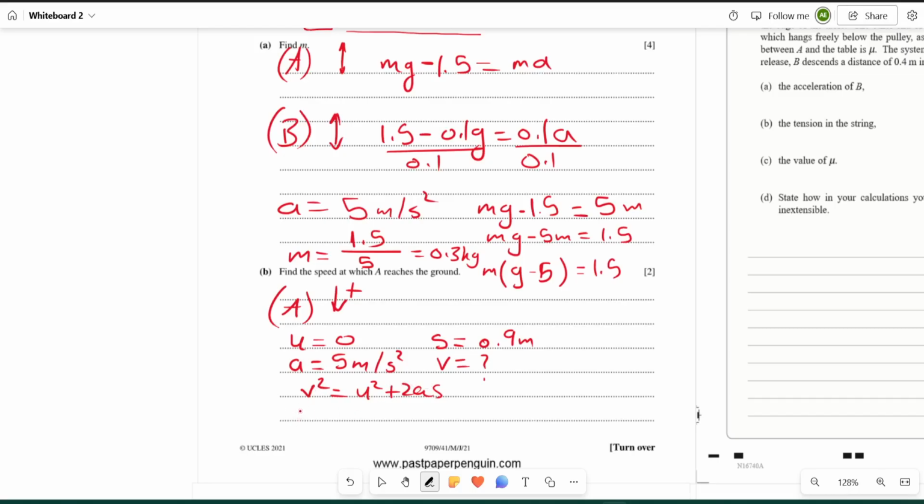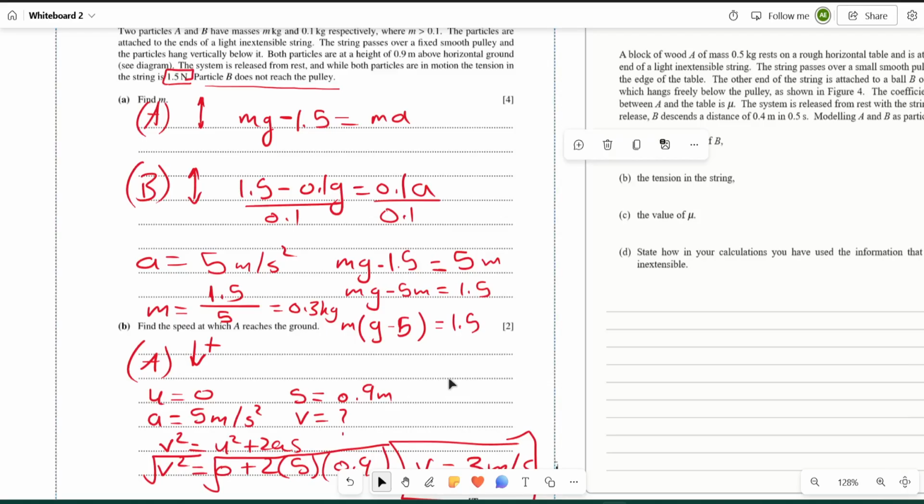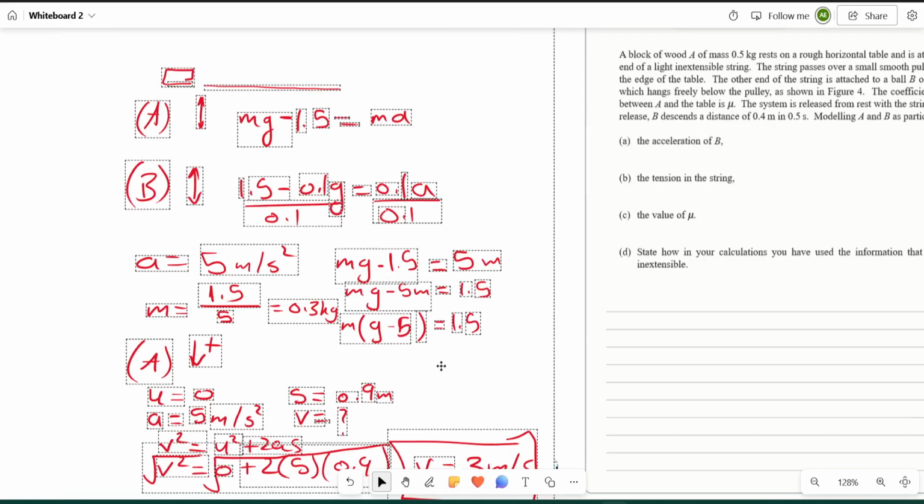So over here, V squared is going to equal U squared, which is 0 squared, which is 0, plus 2 times acceleration, which is 5, times S, which is 0.9. If I want V, I'm going to take the square root of both sides. So V is going to equal the square root of 2 times 5 times 0.9. This will give me an answer of 3 meters per second, and this is going to be the final answer for this question. Okay? Now, let's move on to the next question.